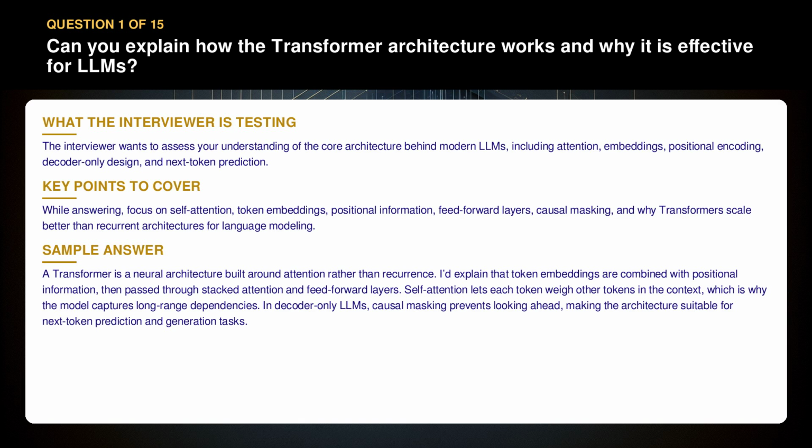A transformer is a neural architecture built around attention rather than recurrence. I'd explain that token embeddings are combined with positional information, then passed through stacked attention and feed-forward layers. Self-attention lets each token weigh other tokens in the context, which is why the model captures long-range dependencies. In decoder-only LLMs, causal masking prevents looking ahead, making the architecture suitable for next token prediction and generation tasks.